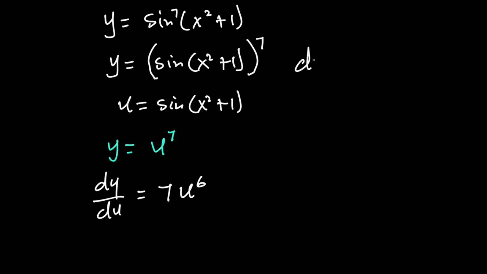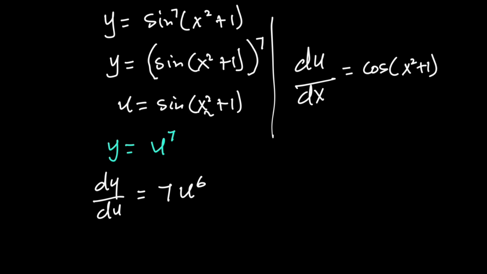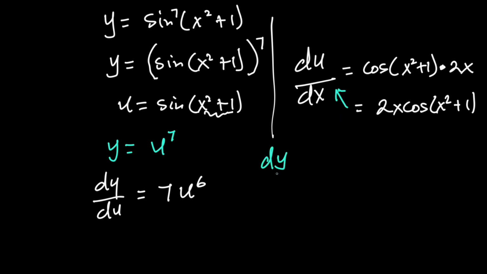Now, if we want to differentiate u with respect to x, the differential of sine gives us cos, so we get cos of the angle right here, which is x squared plus 1. Then the angle is also differentiable, and that will give us 2x. We can simplify this to 2x cos(x squared plus 1). Now we have our du/dx.